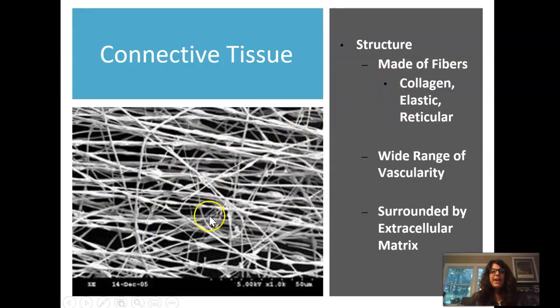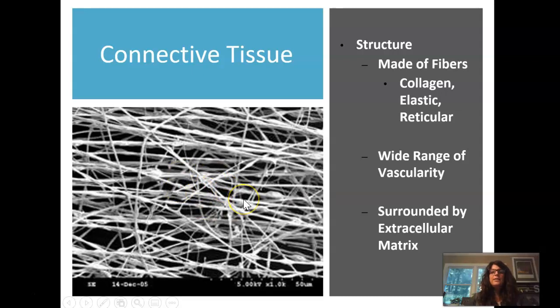Connective tissue is made of fibers, so collagen, elastic, and reticular fibers. So there are cells, here's a cell, that are going to be intermixed with this network of fibers. So it's one way to kind of tell connective tissues. There's a wide range of vascularity, meaning that blood obviously is very vascular. Your bone is very vascular. There's a big blood supply. Vascularity means blood supply. There's a lot of blood supply to your bones. Cartilage is not very vascular. There's not a lot of blood supply to cartilage.